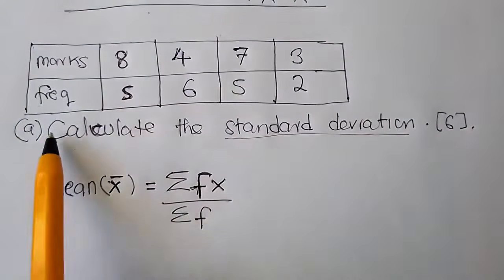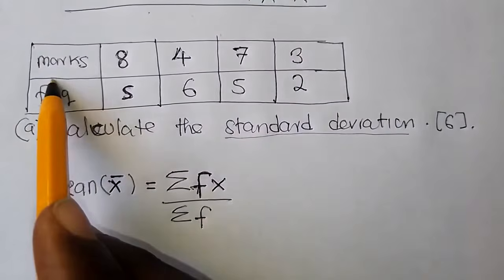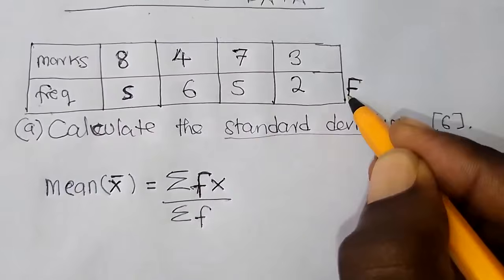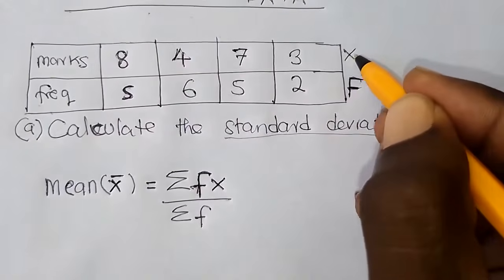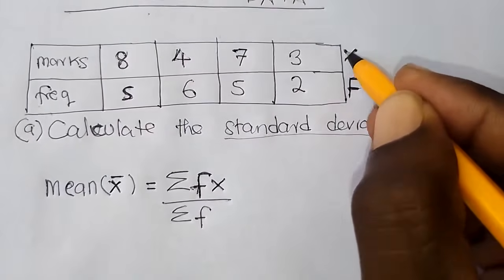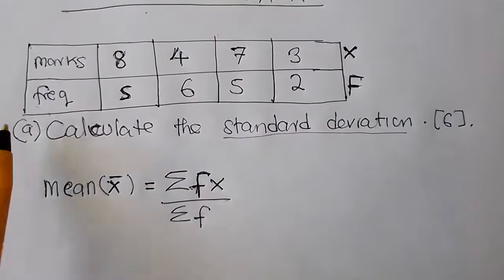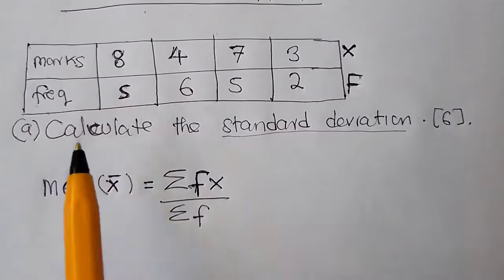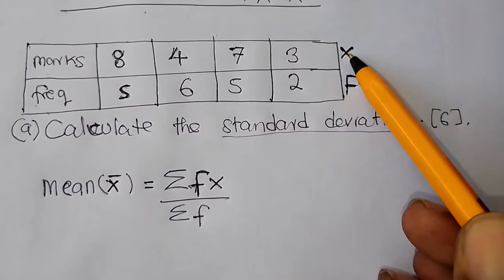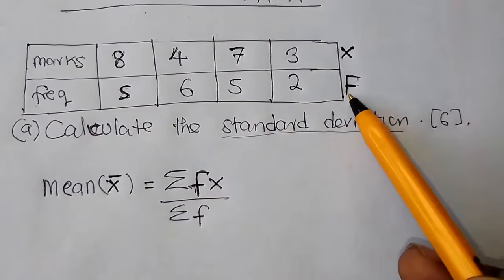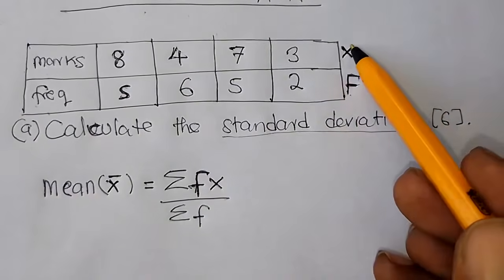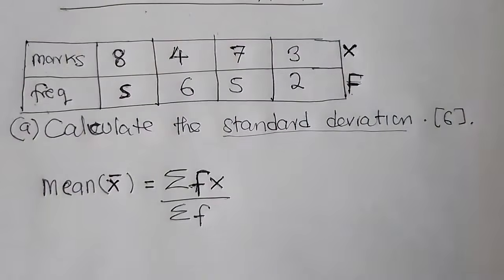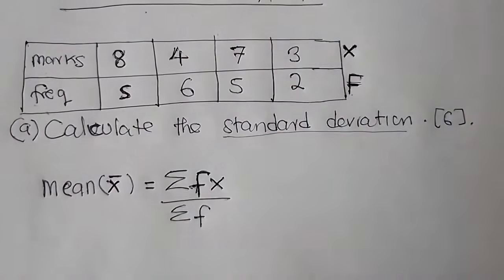So even if they haven't indicated that this is your frequency, just know that what is found down here is the frequency, and what is found on top is the x, which is the midpoint. Whether or not they have indicated that this is x and this is frequency, just note this. What is found on top is x. What is found down is the f. So x is the midpoint, and f is the frequency. This is what we need to know and understand.